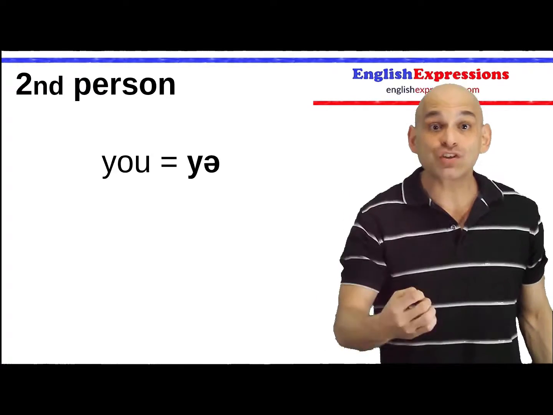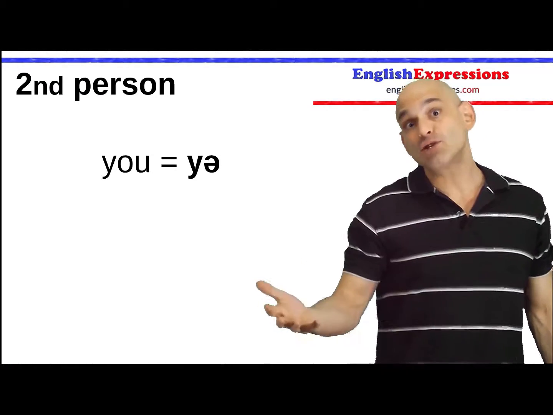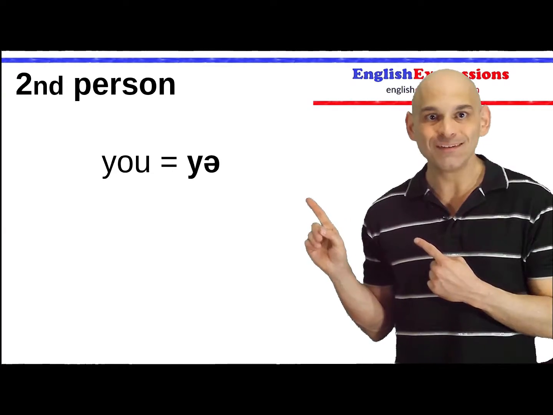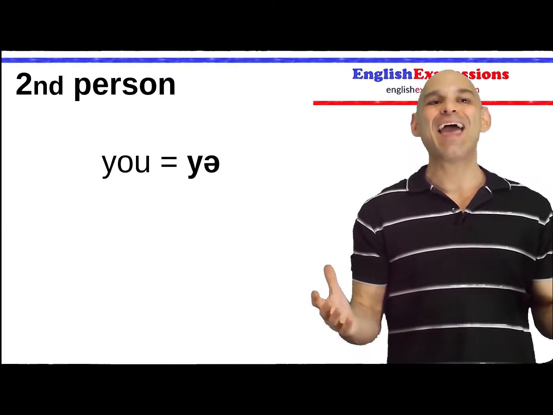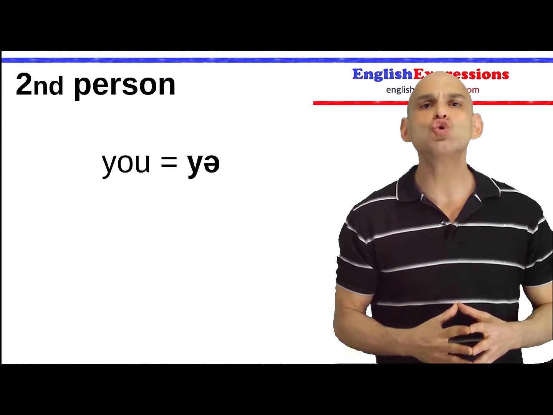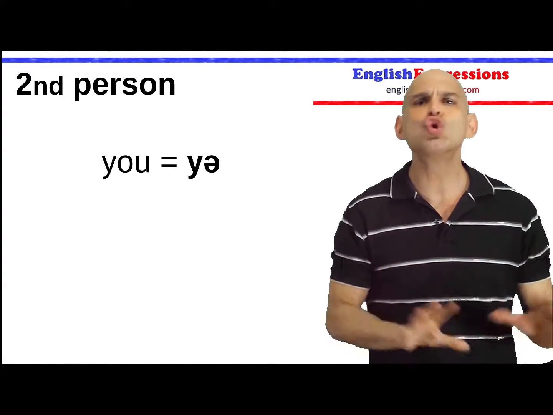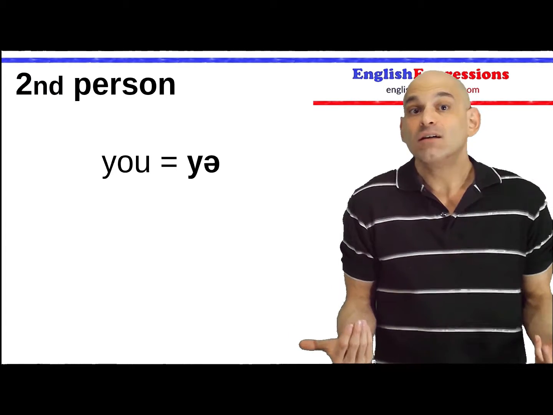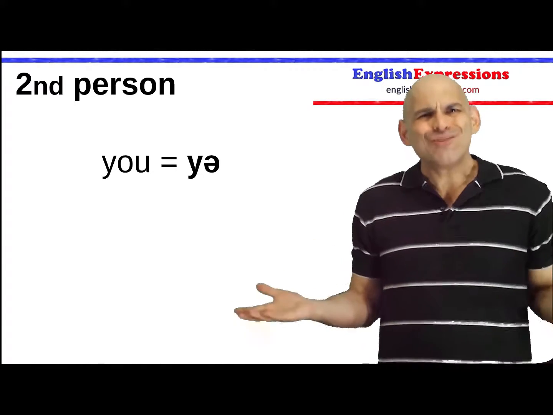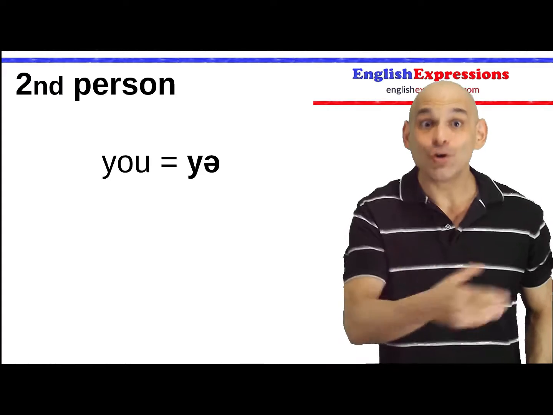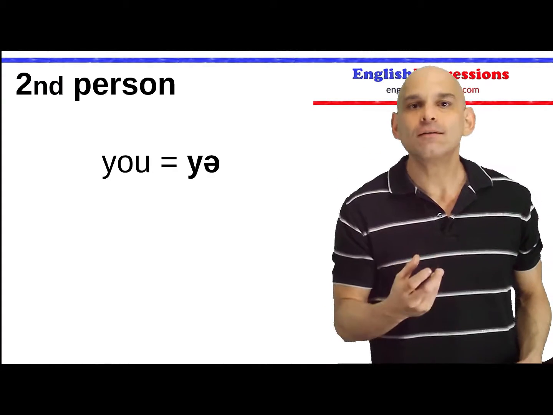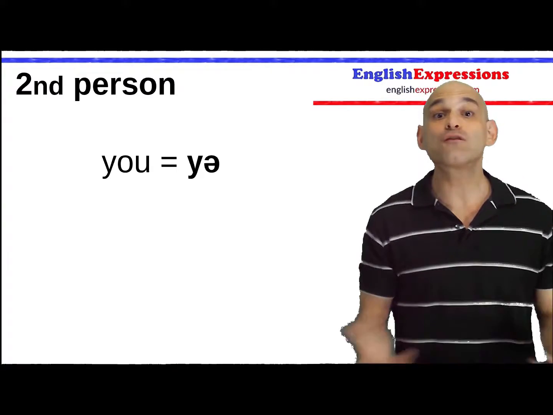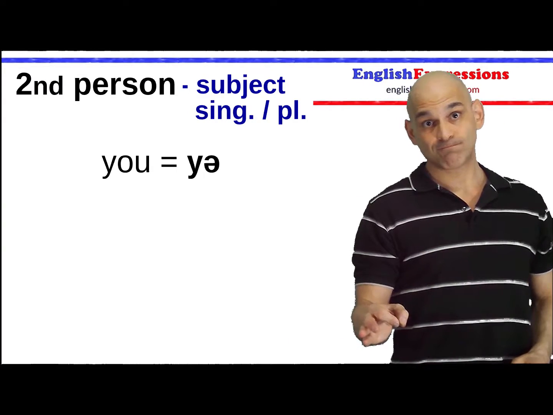Okay, so the second person, and that's you. The second person subject or object, singular or plural, is the same. It's you. And here we don't say, ooh, it's too long, right? We say, yuh. Why do we do this? It saves time. It's like half the size. So we do this for the subject pronouns.